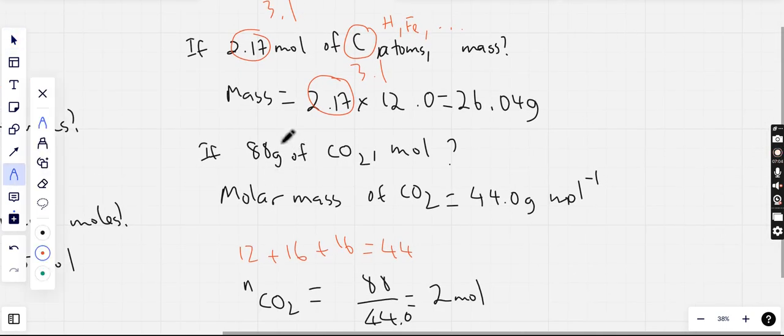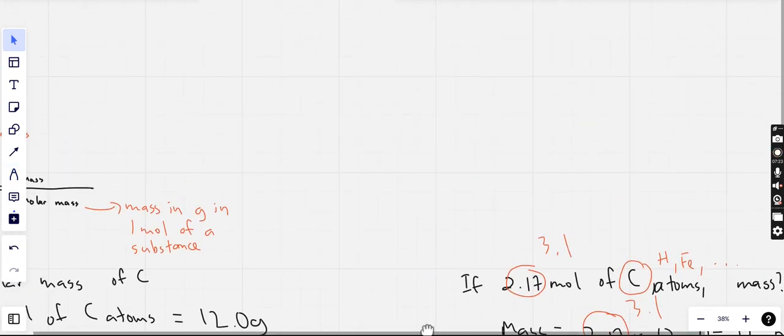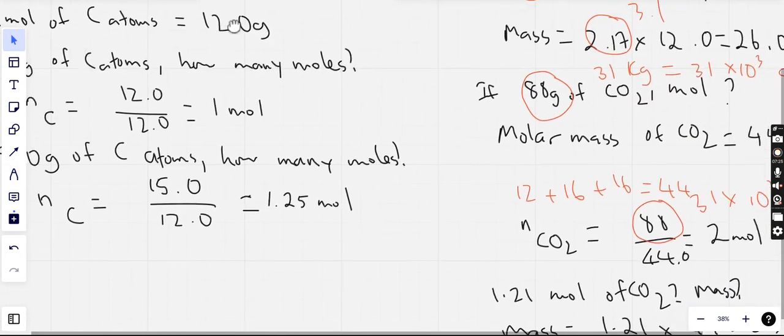So in this case I have 88 gram, but let's say I have 31 kg. Let's convert: 31 kg is equal to 31 times 10 to the power 3 gram. And then this number here, you change to 31 times 10 to the power 3. Yeah, so this is all there is to calculating moles using maths.